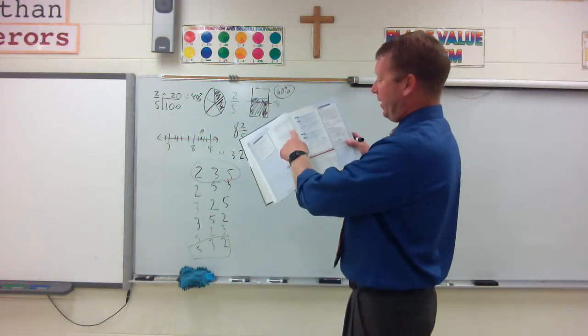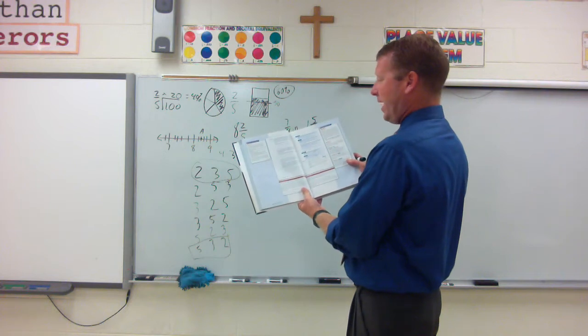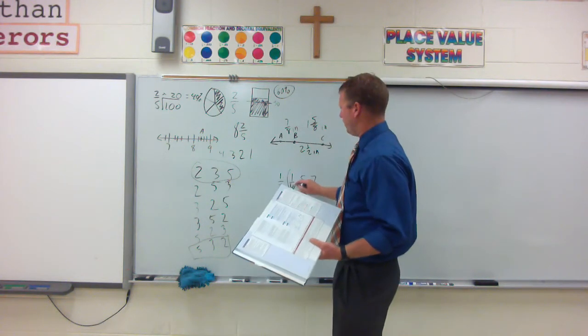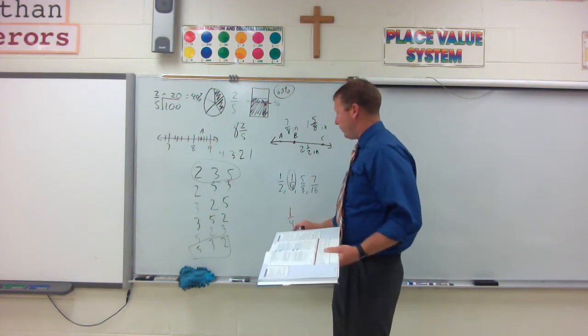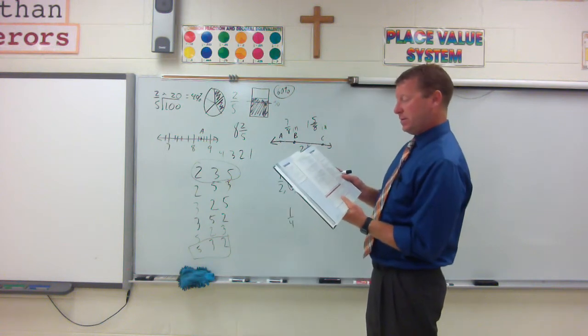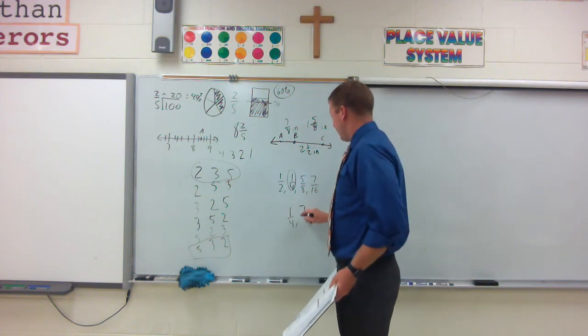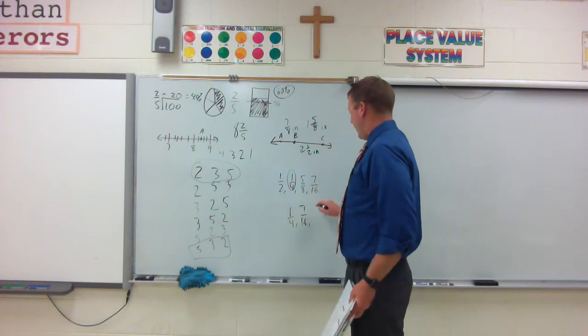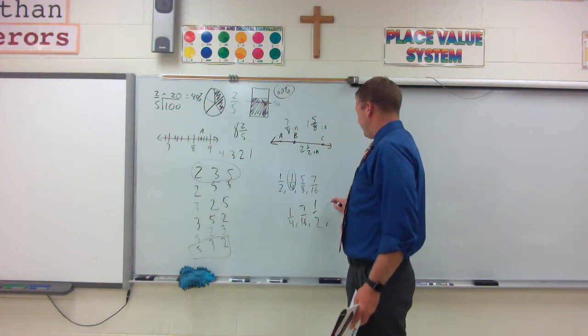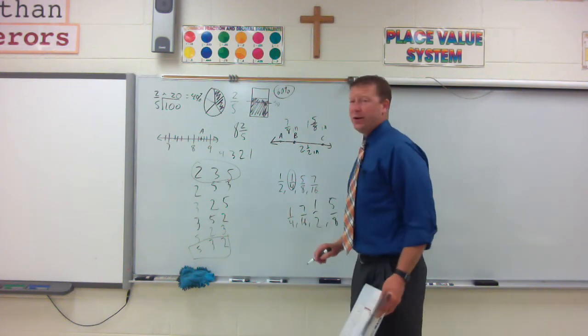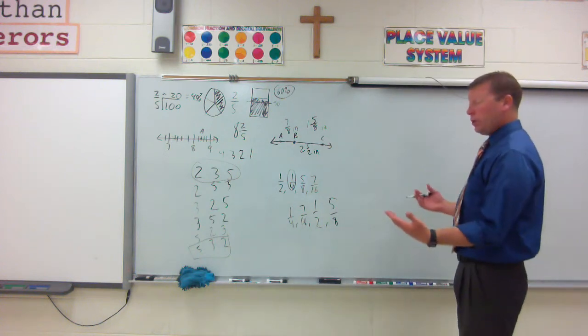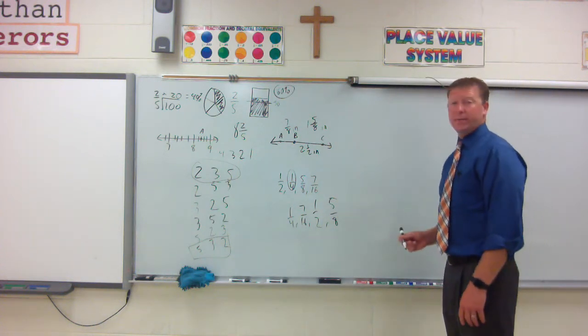Okay, I'm going back over here to this inch ruler and I'm just going to look down the line. Which one comes first? 1/4. So I write down 1/4. Which one comes next? 7/16. Then 1/2. And finally 5/8. So if I'm not good at fractions yet, I'm going to use my inch ruler and get my answer.